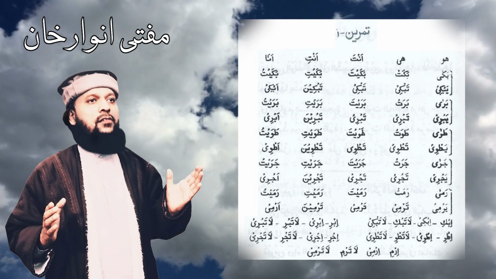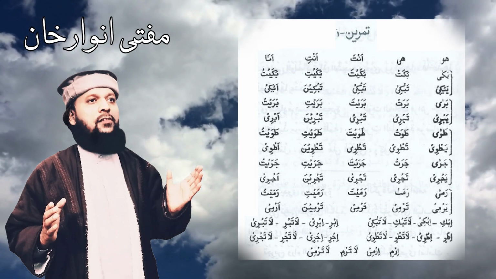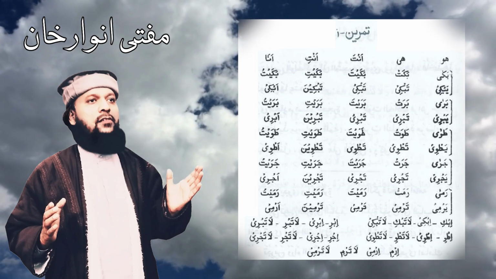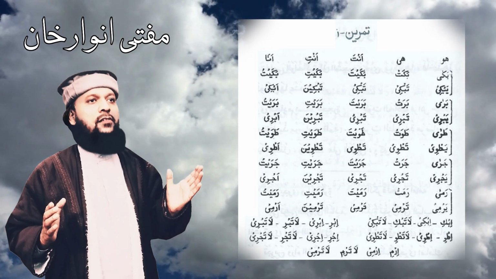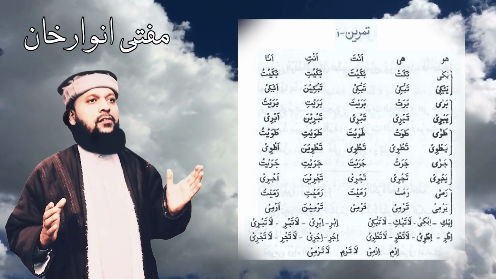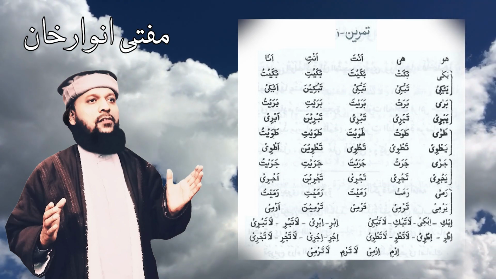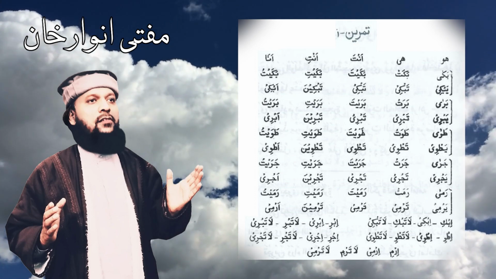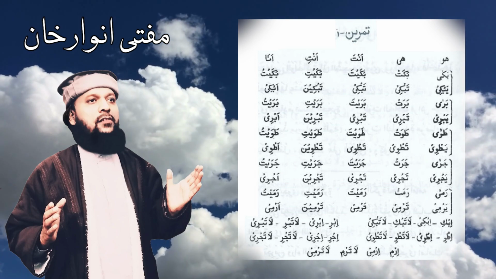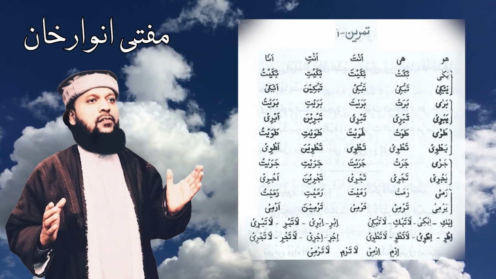So you can see he used baka yabki, meaning to weep, and you saw all the different forms of past and present. And bara yabri, meaning to sharpen, and you saw the different forms. Then he used tawa yatwi, the different forms of past and present, meaning to fold. And jara yajri, meaning to run. You saw the different forms of jara yajri in present and past. Rama yarmi, meaning to throw. You saw the different forms of the past and present.